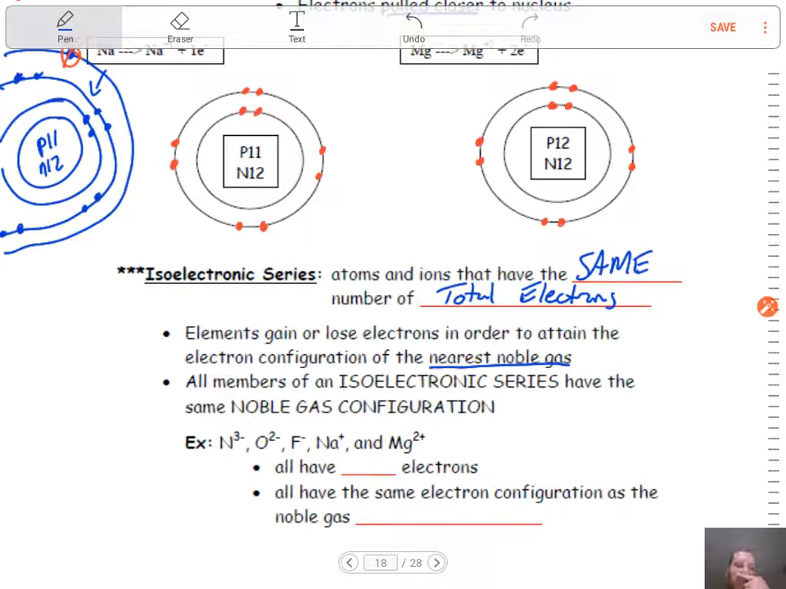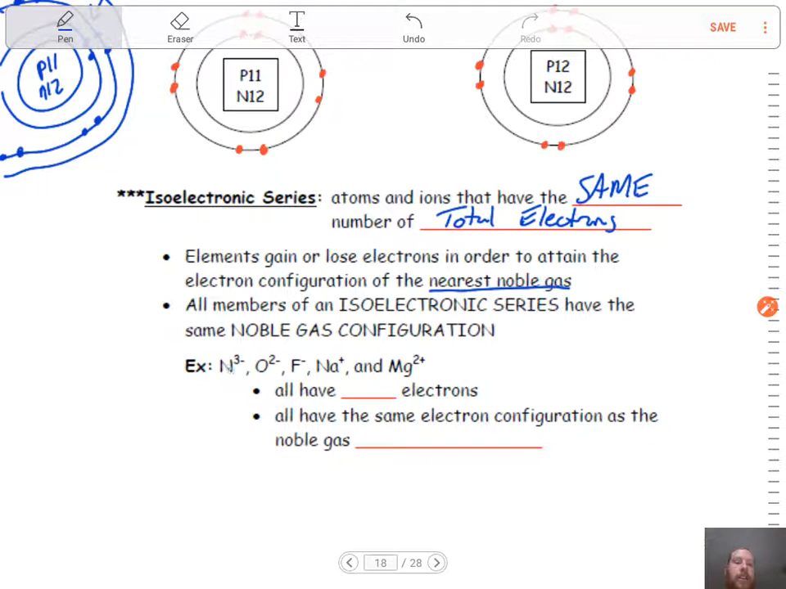All members of an isoelectronic series have the same noble gas configuration. For example, the nitrogen ion, oxygen ion, fluorine ion, sodium ion, and magnesium ion all have 10 electrons. If you don't believe me, go ahead and count them up. Nitrogen starts with 7, gains 3, ends up with 10. Oxygen has 8, gains 2, ends up with 10. Fluorine has 9, gains 1, and ends up with 10. You get the idea. They all have the same electron configuration as the noble gas neon.